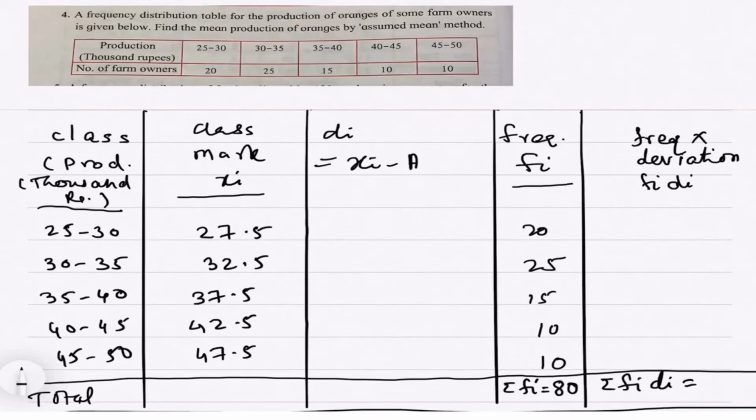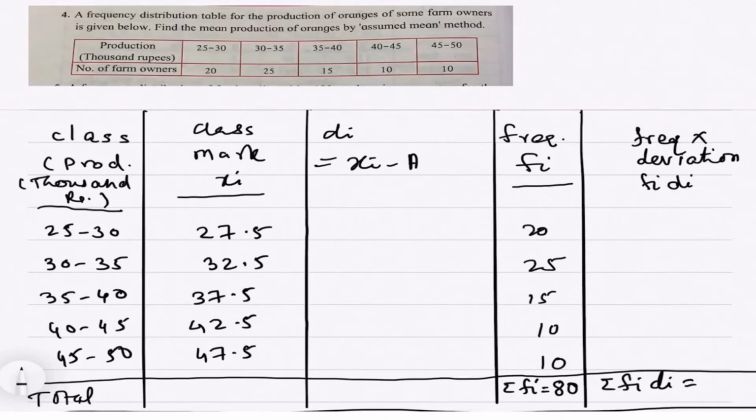All right. Now here also again we have 5 columns. First is class, second is class mark xi, third is deviation xi minus A. We will see how to find A. Fourth is frequency fi, which is already given to us as the number of farm owners. And the last column we will make for fi into di.